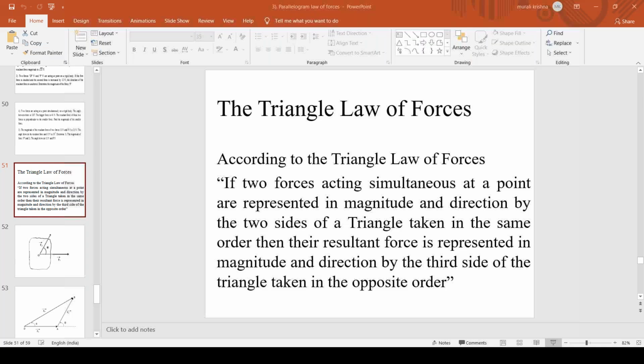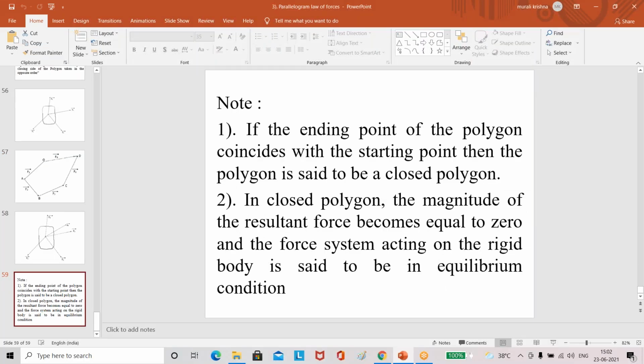So if you have any doubts in this triangle law of forces, parallelogram law of forces or polygon law of forces, please discuss with me. Any doubts, students? No, sir. Okay, majority, thank you.